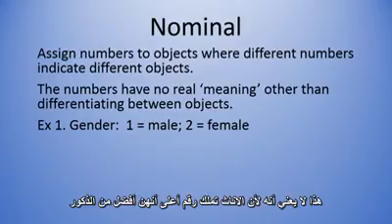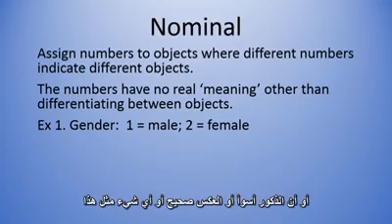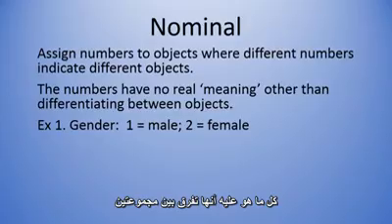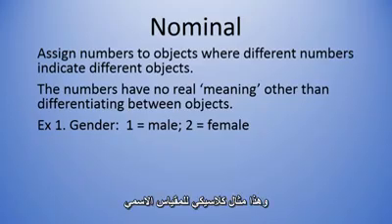It doesn't mean that because females have a higher number they're better than males, or males are worse than females, or vice versa, or anything like that. All it does is differentiate between our 2 groups. And that's a classic nominal example.